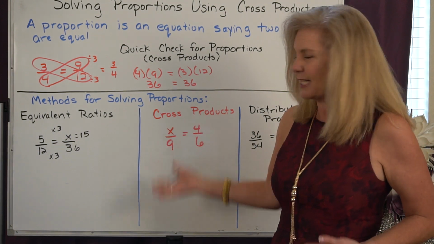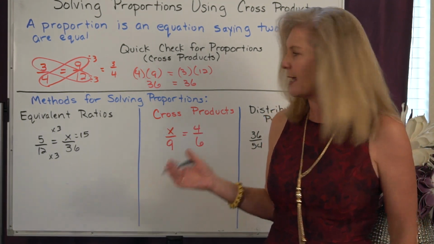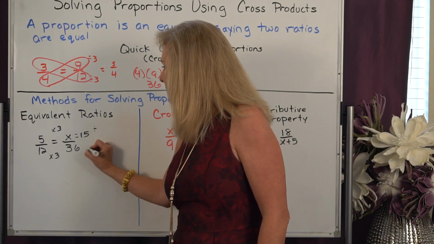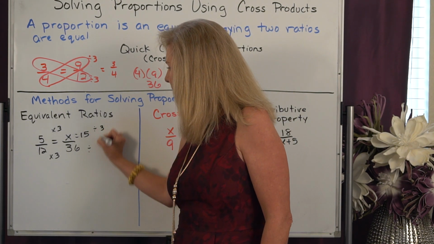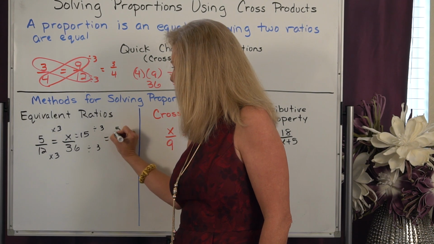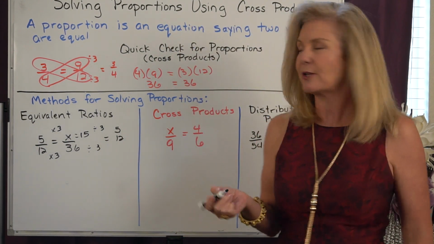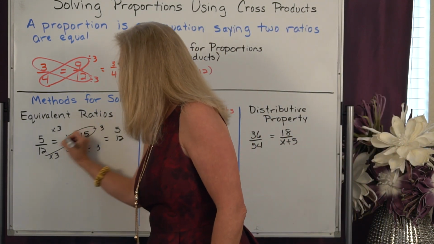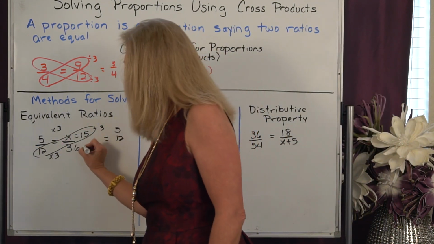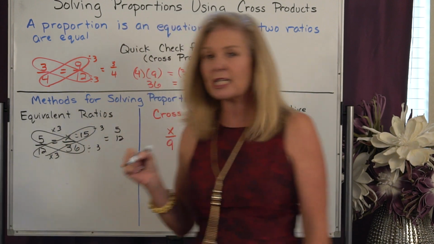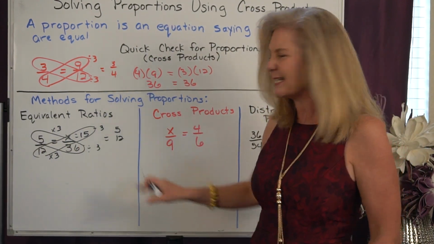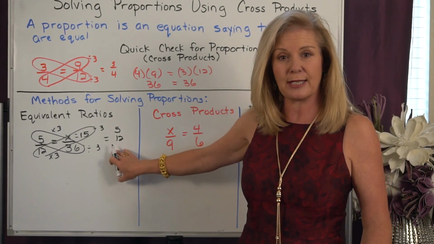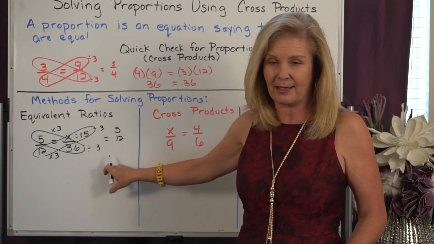If I reduce 15 to 36 to lowest terms, then I know that those are proportional. If I divide both of these by 3, I get 5 to 12. I know they're proportional. Now I wouldn't do the quick check on this because 12 times 15 is a really large number and 36 times 5 is a really large number. So in this instance, I'd probably just check by seeing if I can reduce them to lowest terms and that they're the same thing.